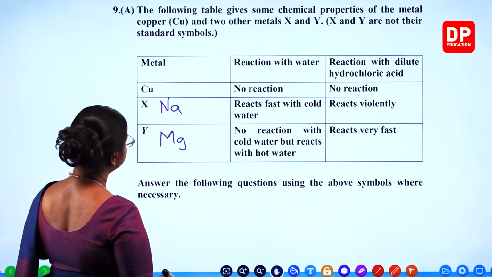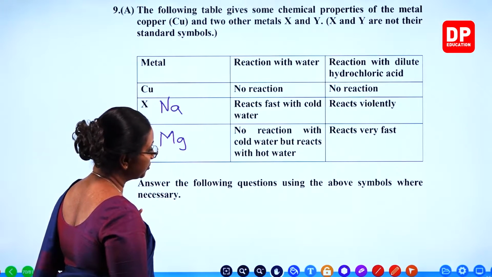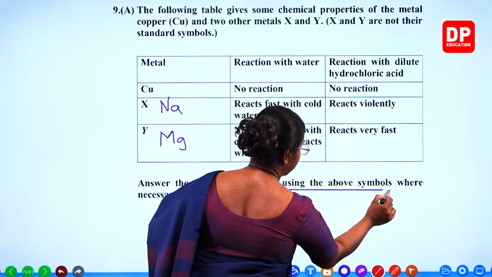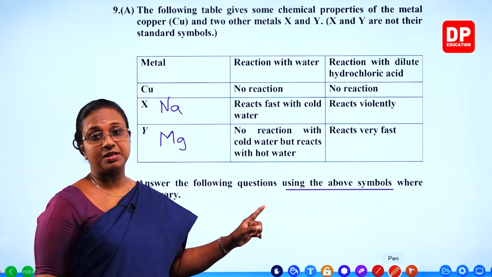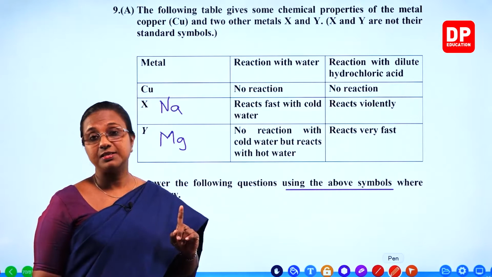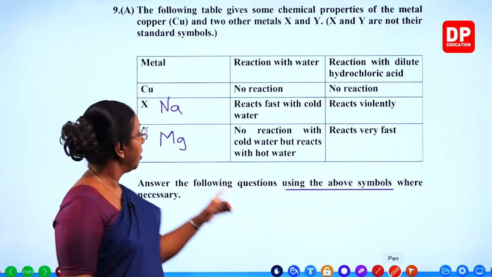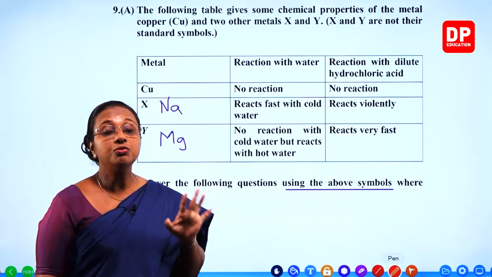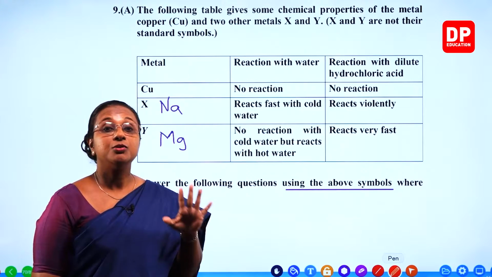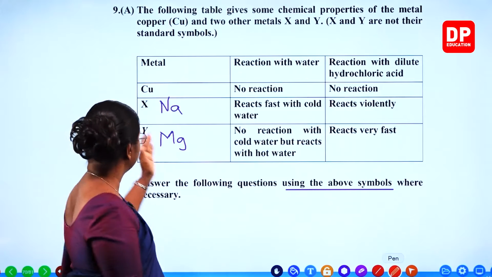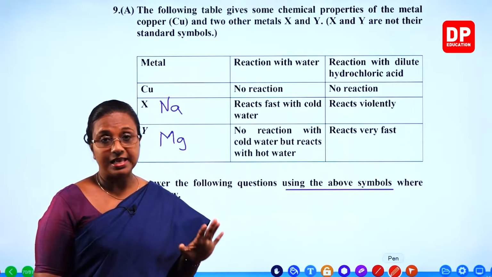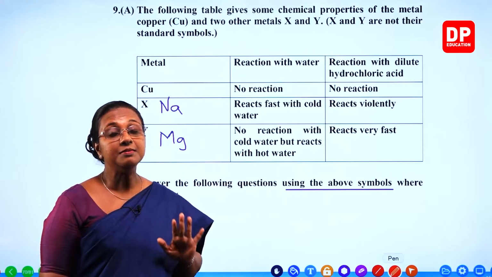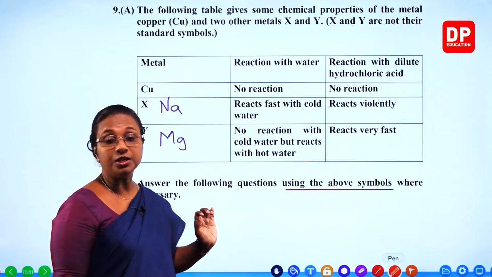So here, answer the following questions using the above symbols where necessary. So this is something you have to remember, students. Using the above symbols. So copper, the standard symbol is given. So you have to write the answer as copper. Although you have identified X as sodium and Y as magnesium, you don't write their standard symbol. You have to answer the question using the symbols X and Y. Is that clear, students? Because they have said using the above symbol. You have to keep that in mind. So with that, I'll move on to the question.